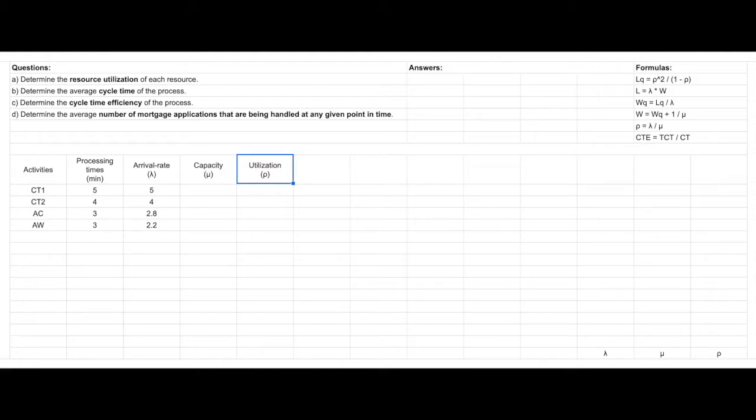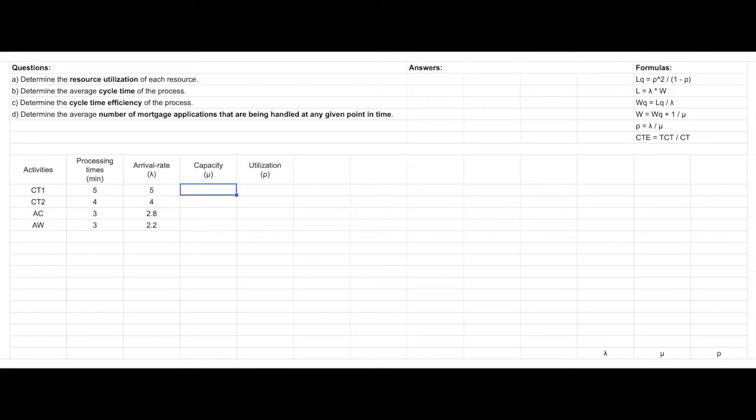The calculations for capacity and utilization are straightforward. What is important is that they must be compared using the same time unit. Since we used hours for the arrival rate, we must determine the capacity per hour as well. We can determine the capacity, in other words, the number of cases a resource can handle per hour using the processing times.